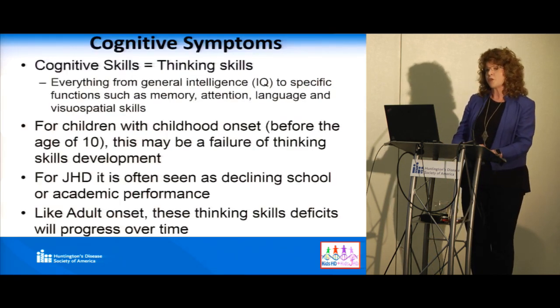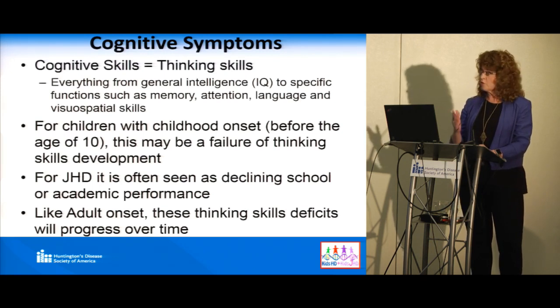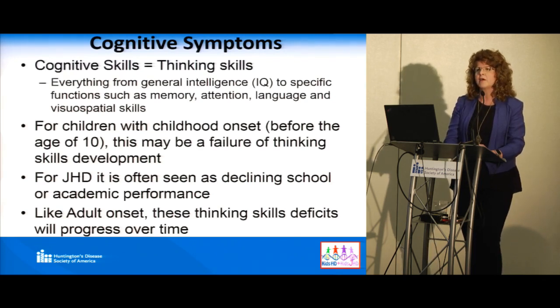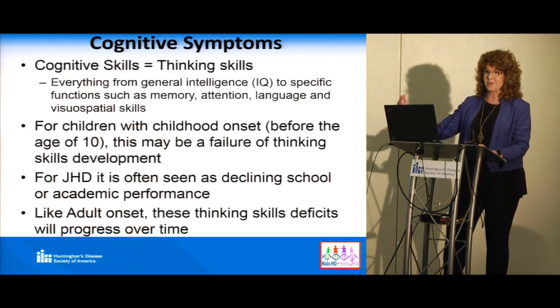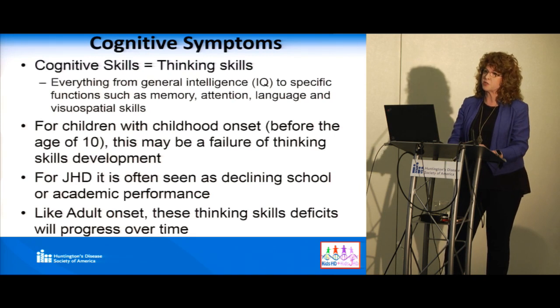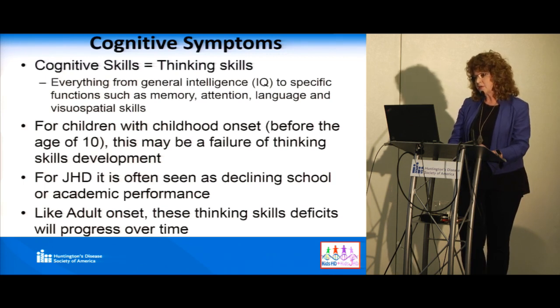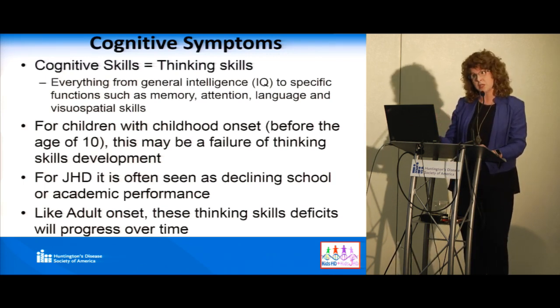So the cognitive symptoms are the thinking skills, everything from general intelligence or IQ to specific functions like memory, attention, language, everything's affected. For children with the childhood onset before the age of 10, it may be a failure of thinking skills development, right? If it's hitting you very young, then you might not have the chance to actually learn the skills that you would if you didn't have the disease. And sometimes for JHD, it's often seen as a declining school or academic performance. So that's an indicator of cognitive problems. And then like adult onset, these thinking skills progress over time. So once you start seeing them, they will progress along with the disease.